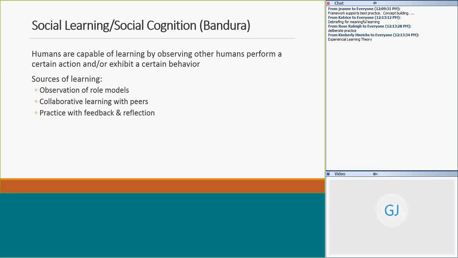Another type of cognitive theory is social learning theory. Bandura had suggested that people are capable of not only learning by doing, but learning by observing other people perform a certain action or exhibit a certain behavior. One of the ways we see this a lot in simulation is with participants who are active in the classroom. They may not be hands-on at the bedside, but they are still learning, and in fact evaluations share that they found the participation from an observation standpoint and the debriefing discussion very valuable, and sometimes more so than their hands-on.